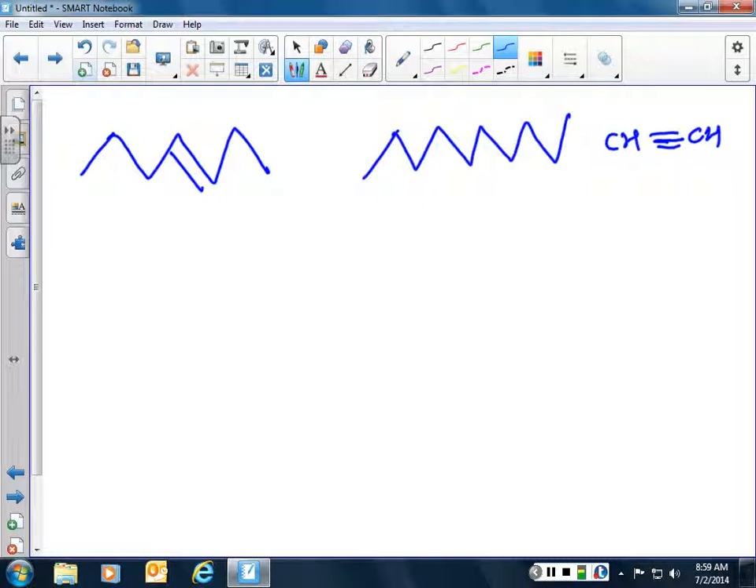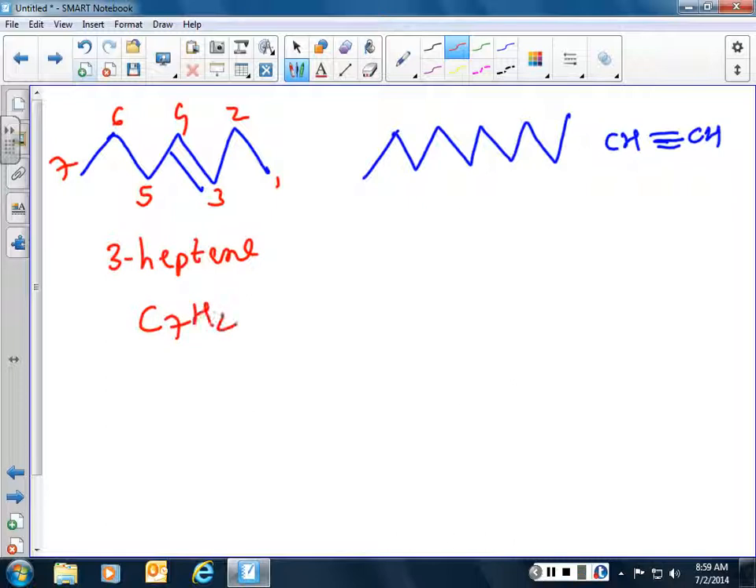Who wants to answer this first one? Well, I think that it's 3-heptene. Correct. You are right. 3-heptene and molecular formula is C7H14. Correct. Next, Emily.